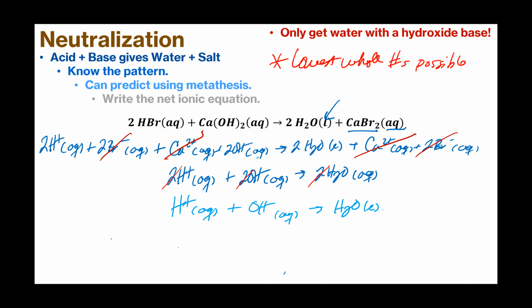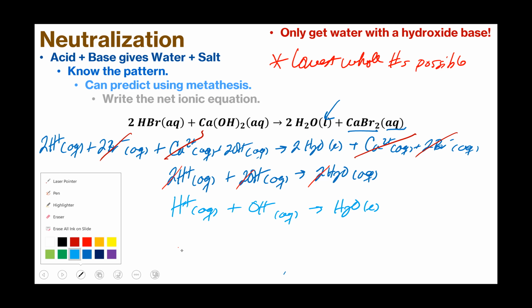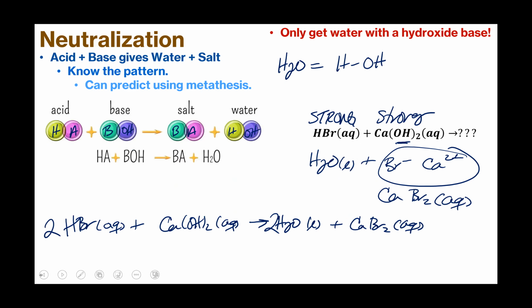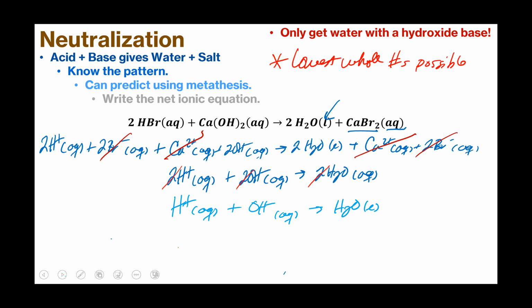Now, the nice thing is, if you look back, we did this at the beginning. We said, look, we have a strong acid and a strong base, and we predicted our products. If you know you have a strong acid and a strong base, then this is always going to be your net ionic equation.